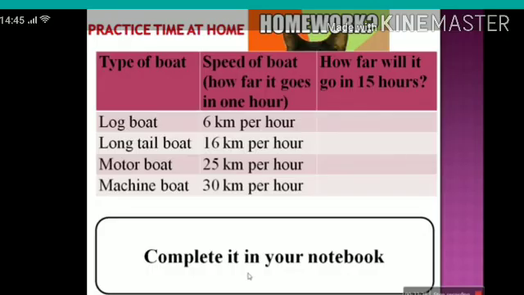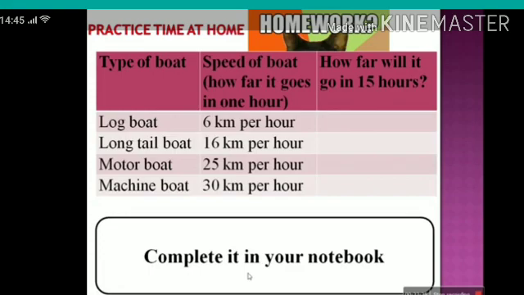And now here is another practice problem. Here what you can see, the type of boat is given and the speed of the boat in 1 hour is given. Okay. So the speed of each boat is given. For log boat, long tail boat, motor boat and machine boat, different speeds in 1 hour are given. You need to find the third column. What is the third column? How far will it go in 15 hours?